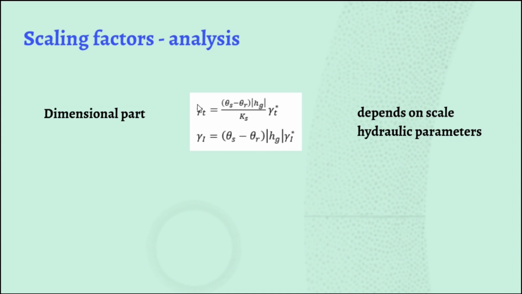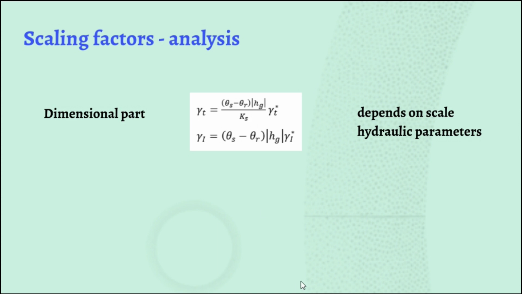For gamma t, we can see that it corresponds to the previous quantity, except that we divide by Ks, which is the infiltration rate we have when we reach steady state and when the soil is profiled. So gamma t can be seen as the time needed to fill this quantity of water with an infiltration rate equal to Ks.